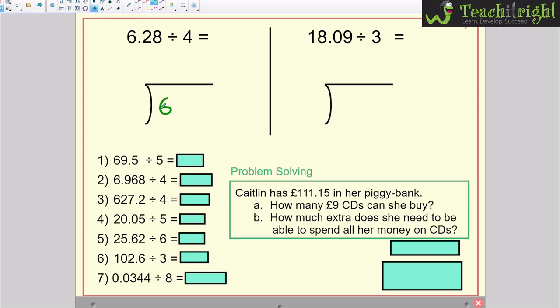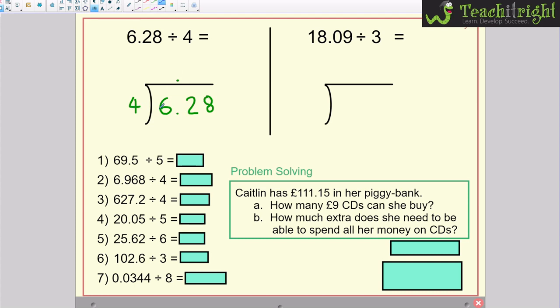Let me show you. So here we're going to put our 6.28 inside the bus stop. We're dividing by 4, so that goes outside. The one thing I'm going to do is when I have a decimal here, I'm going to make sure I jot the decimal down in the equivalent position above, because that's going to help keep my place values all nicely lined up. And then you'll see it works much the same as before.